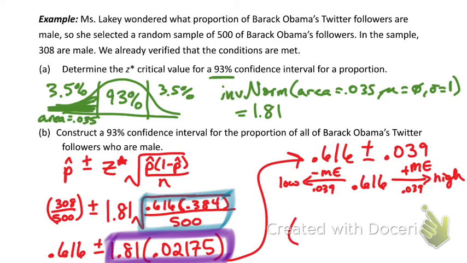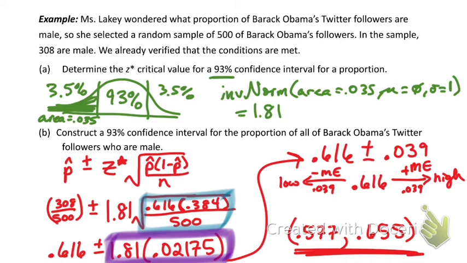What is the low estimate for this data? 0.577. One more time. 0.577. What is the high estimate? 0.655. Perfect. There is our confidence interval, you guys.